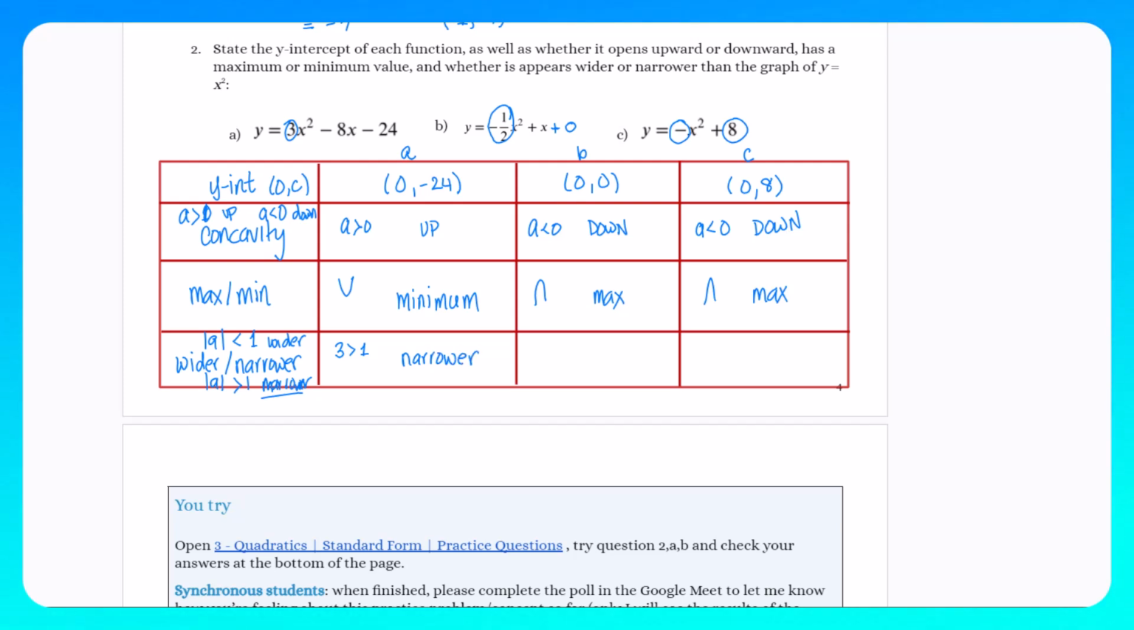For this one, the absolute value of A, well, the A is a -1/2, and the absolute value of -1/2 just equals a half, and that is less than 1, so this is wider. And the absolute value of -1, because that's the A value of C, that equals 1. Well, what happens when they're equal? Well, the wideness doesn't change. So in other words, it's the same as x squared.